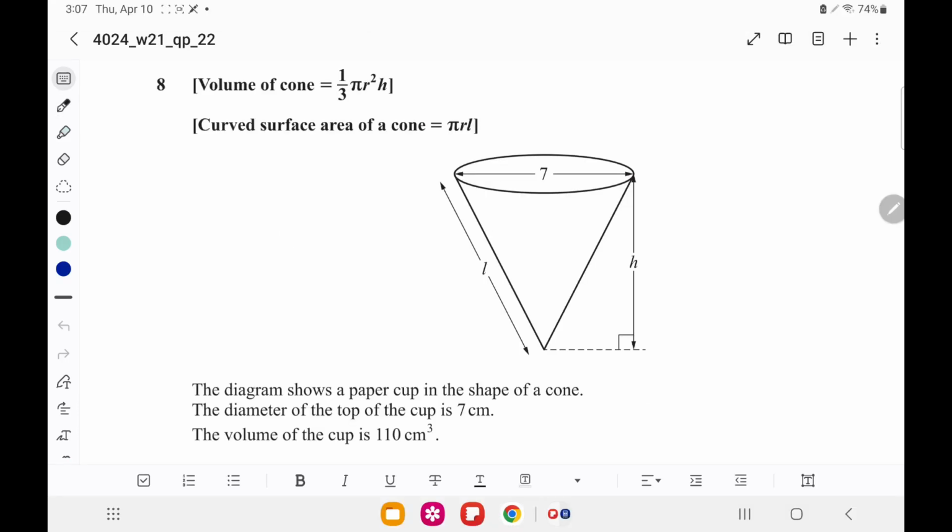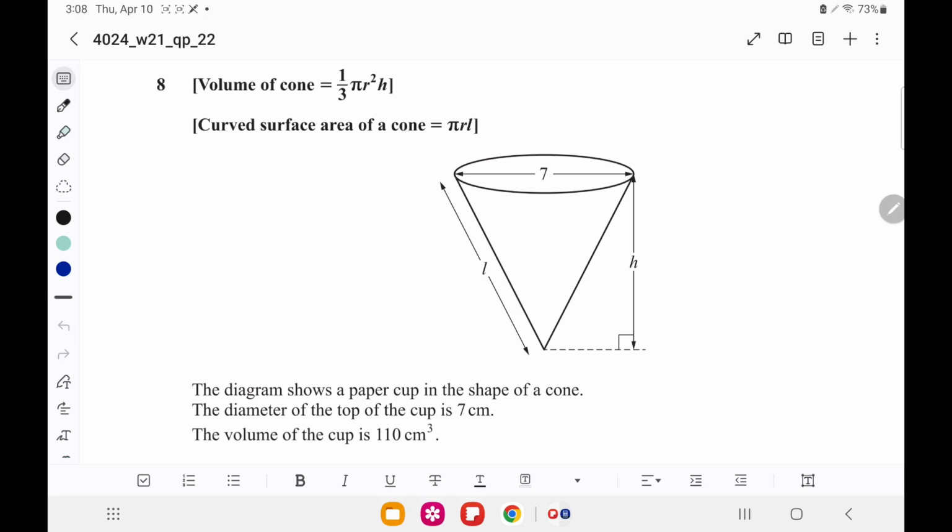Alright, now we have completed 2022 October, November and May, June both. So now we are doing 2021 paper 2 of October, November. Alright, so this is paper 2 question number 8. Volume of the cone is 1 upon 3 pi r square h. The curved surface area of the cone is pi r l.